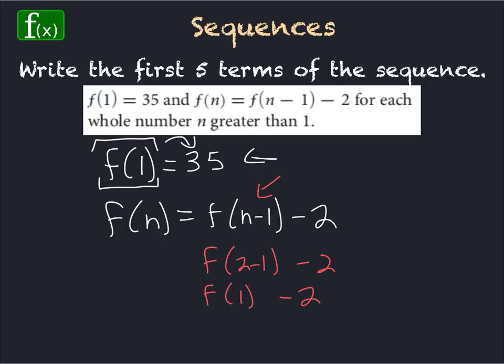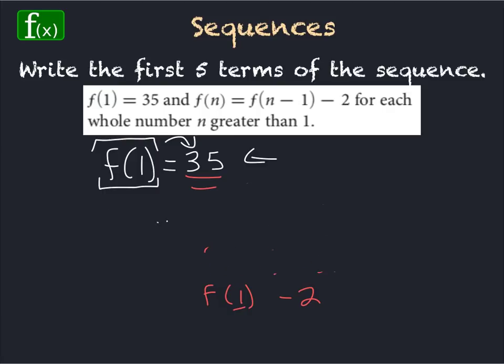It's a little confusing, but at f of 2, at position 2, if we're plugging this into the recursive sequence, it would be 2 minus 1, which is f of 1. And we know what f of 1 is. F of 1 is 35. So another way of thinking of this is when you see f of n minus 1, it just means previous term. And you could write that down in your notes if you wish. But so f of n equals f of n minus 1 minus 2.